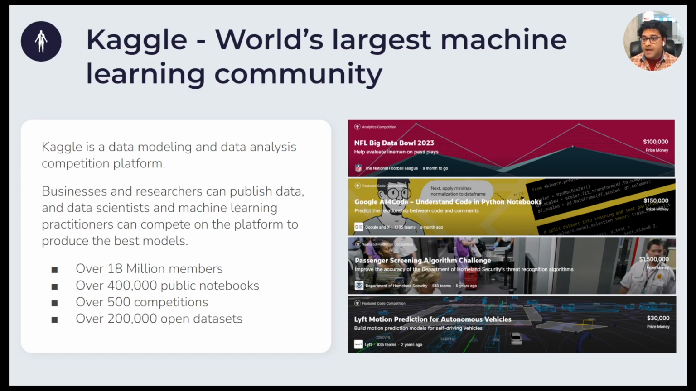For those unaware, Kaggle is a data modeling and data analysis competition platform. It's the world's largest machine learning community, where businesses and researchers can publish data sets, and data scientists and machine learning practitioners can compete on the platform to produce the best models. It has over 18 million members. It hosts over 400,000 public notebooks. It has hosted over 500 featured competitions and thousands of community challenges, and it has over 200,000 open data sets. It has been used by the NFL, Google, Department of Homeland Security, Lyft, and many other companies and agencies in the past to solve their challenges.